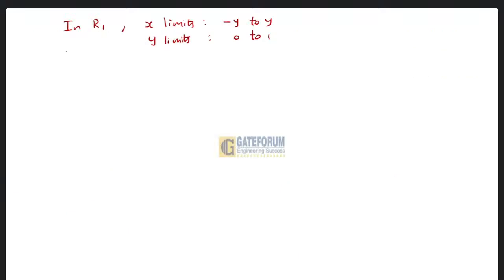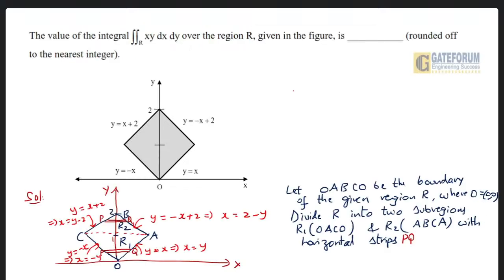Next in R2, the x limits are y minus 2 to 2 minus y. The y limits are 1 to 2. See, this part lies between y is equal to 1 and y is equal to 2. The y limits are constant. And R1 lies between the boundaries y equal to 0 and y equal to 1. So this is the x value y minus 2 and this is the x value 2 minus y. So y minus 2 is the lower limit, 2 minus y is the upper limit of x.